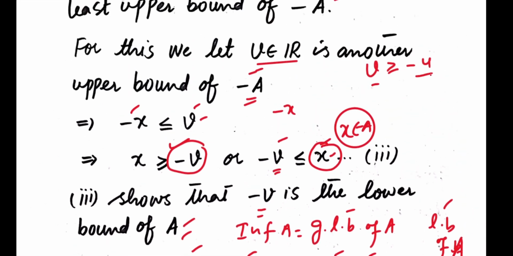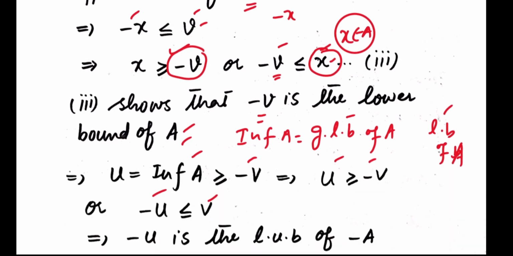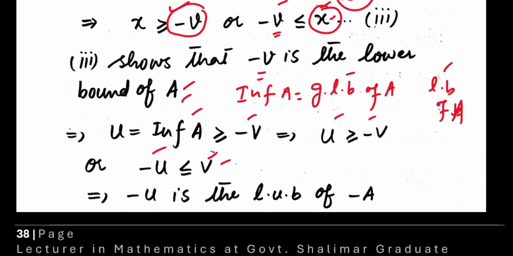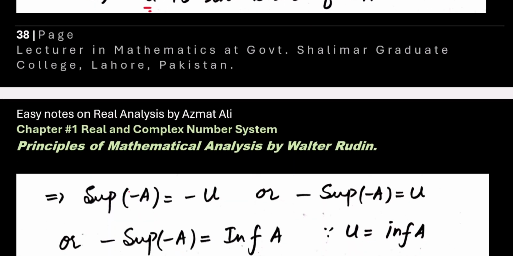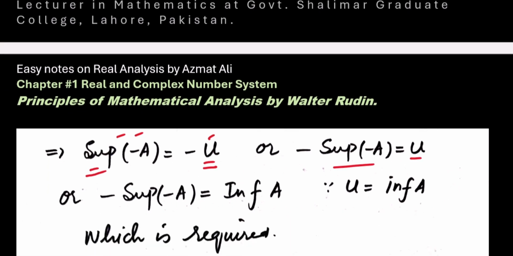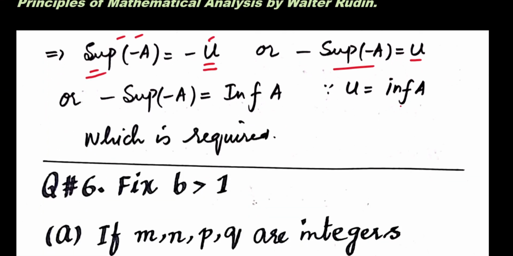V is greater than or equal to minus u. So minus u is less than or equal to v. What was v? V was another upper bound of minus a. So minus u is the least upper bound of minus a. Hence, supremum of minus a is equal to minus u. Supremum means least upper bound. Who is the least upper bound? Least upper bound is minus u. So supremum of minus a is equal to minus u, or multiplying by minus on both sides, we have minus supremum of minus a is equal to u. As u is the infimum of a, replacing u with infimum of a, we have the required result.